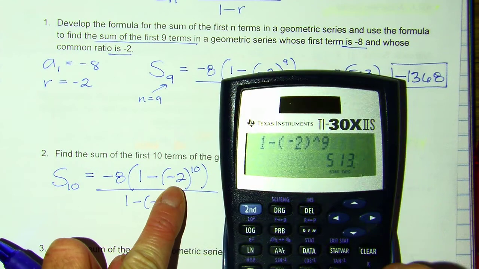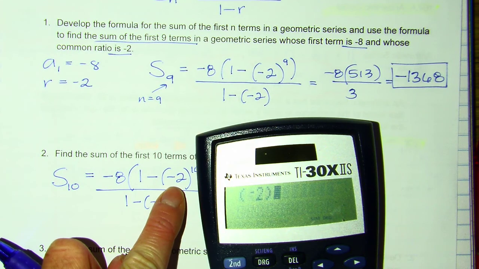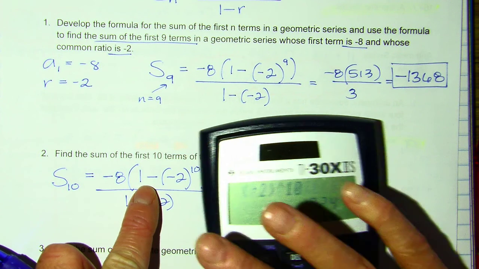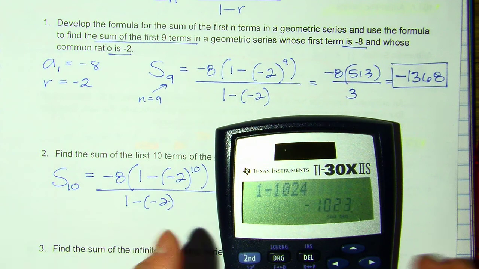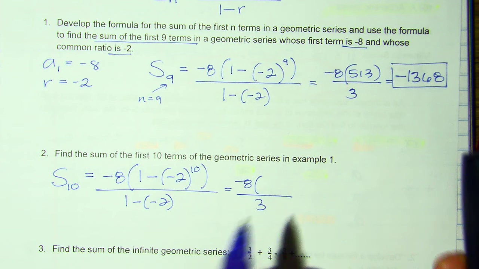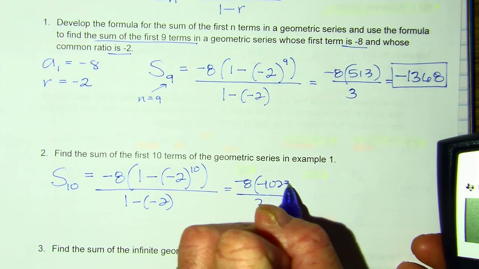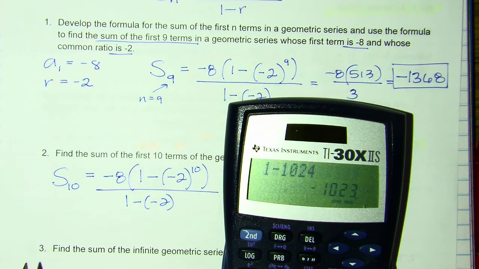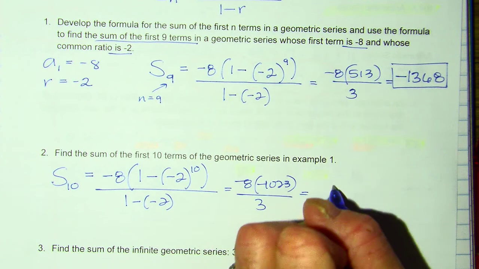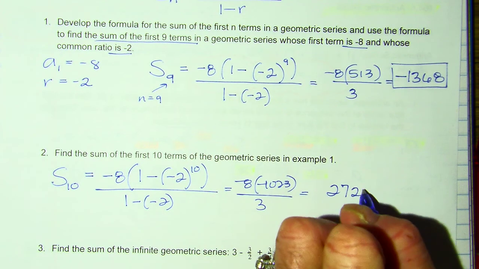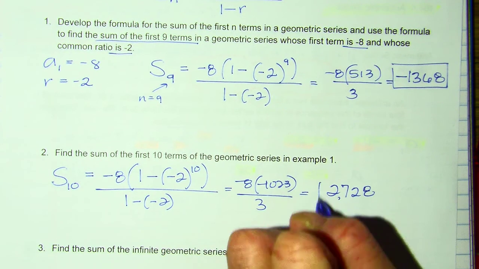First I'm going to do parentheses, -2 parentheses to the 10th. And so 1 minus 1024 gives me -1023. But I'm going to be multiplying that by -8 and dividing that by 3. So the sum of the first 10 terms is 2,728.